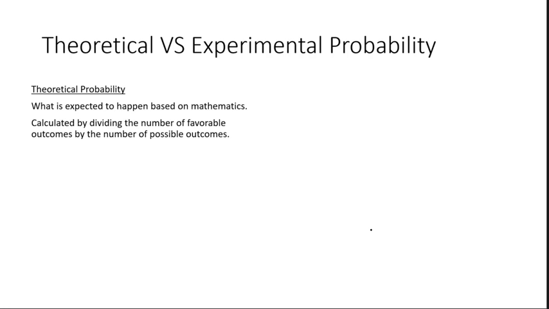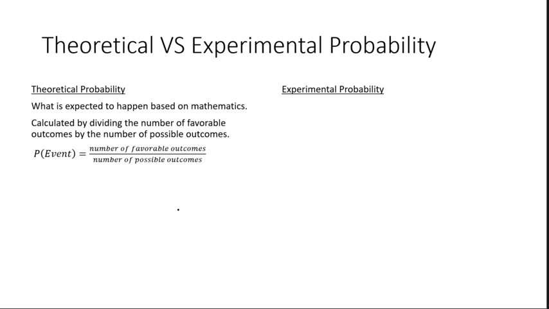And as we've discussed, it's calculated by dividing the number of favorable outcomes by the number of possible outcomes. And we see that right here. So the probability of an event is equal to the number of favorable divided by the number of possible outcomes. Now that's in contrast with experimental probability.